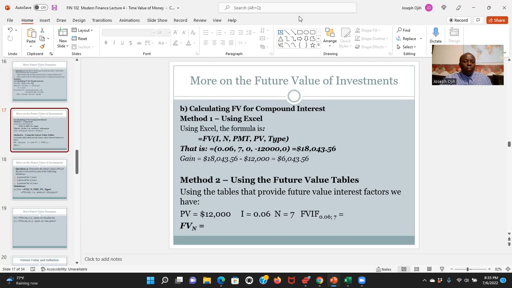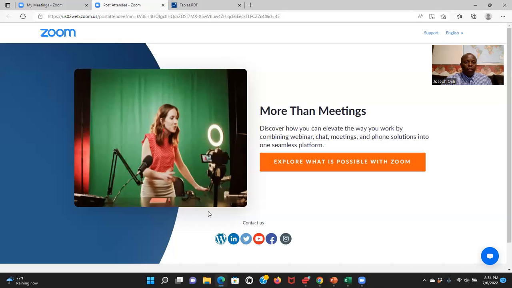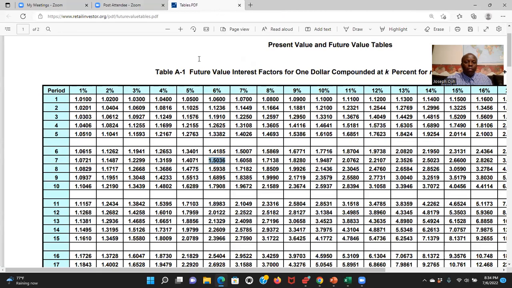Where is my table? Okay, I think it's somewhere else. Give me 1 minute, let me pull it out. Okay, I think it's here. That's the table right there. So I can share the table now. I hope you can see it.